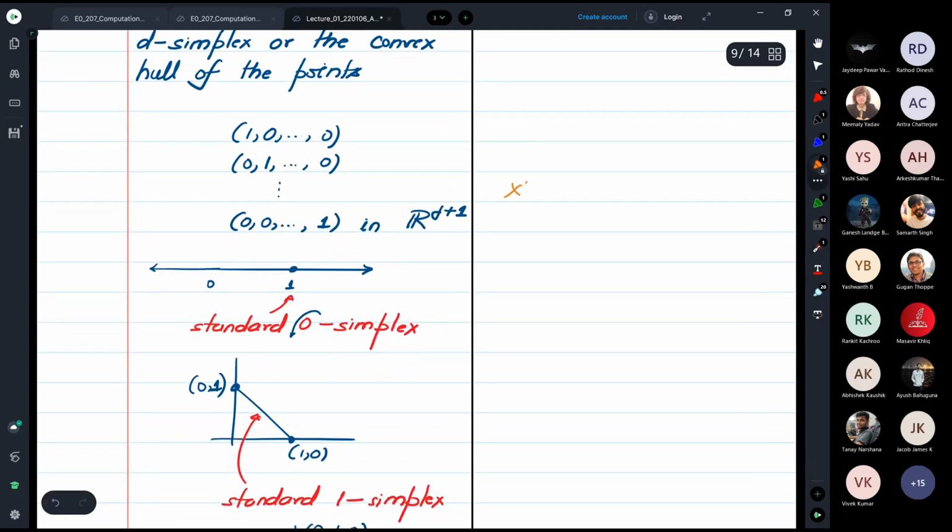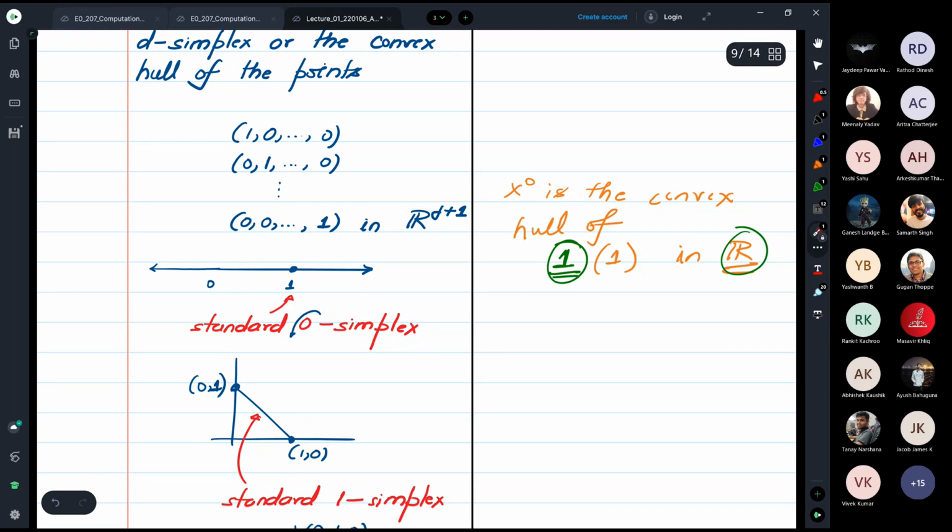X0, right? Okay, X0 is the convex hull of a vector 1 in R, right? So this is a vector with only one coordinate. So I can trivially write this as 1, right? And I am looking at the convex hull of just one point in R. So I hope you agree that since I have only one point, its convex hull will be that point itself, right? So this is the standard 0-simplex.